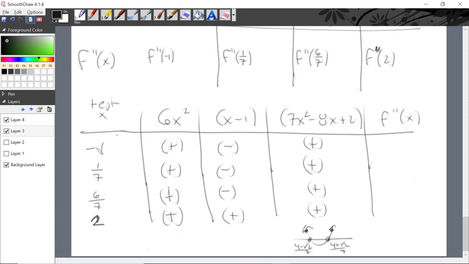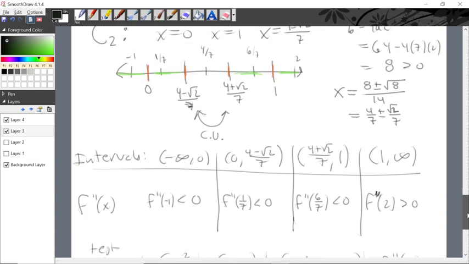So for x equal to -1, f double prime is going to be positive times negative times positive, which outputs negative. So f double prime of -1 is less than 0. f double prime of 1/7 is positive, negative, positive. That is going to be negative. f double prime of 6/7 is positive, negative, positive. That's also negative. And then for f double prime of 2, we get positive, positive, positive. That's going to output positive.